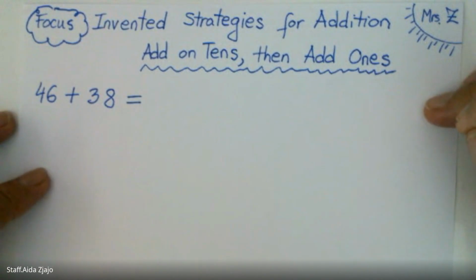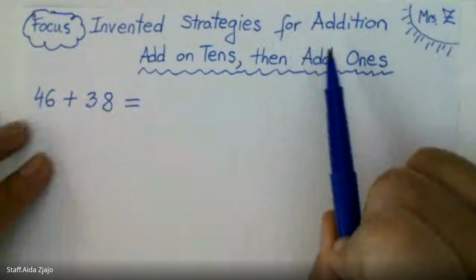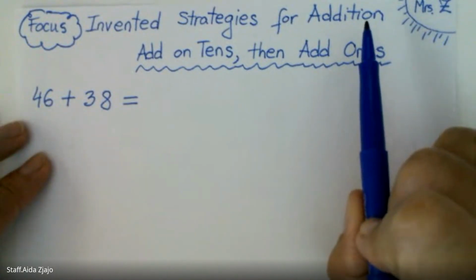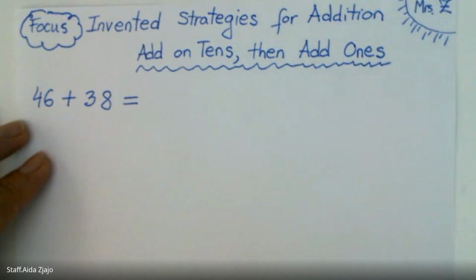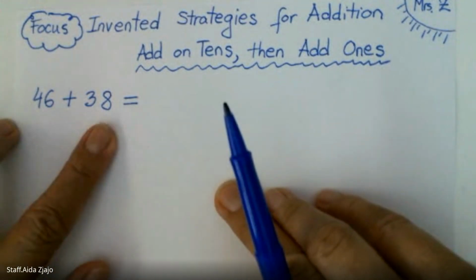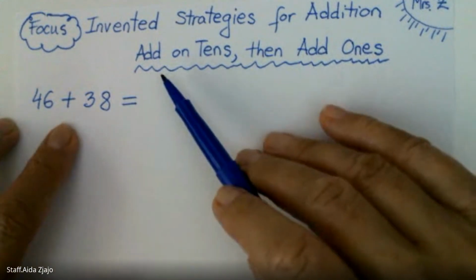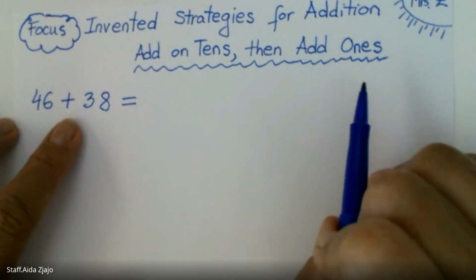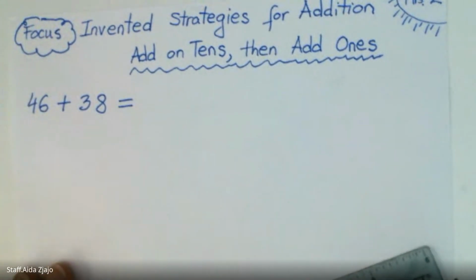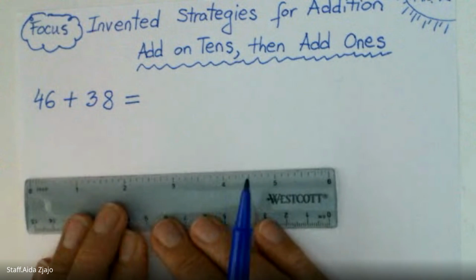Today, we're going to explore some new invented strategies for addition. Instead of the standard algorithm, what could you think of to solve this problem? The first one we will talk about is adding tens, then adding ones. So I'm going to use a number line for that.